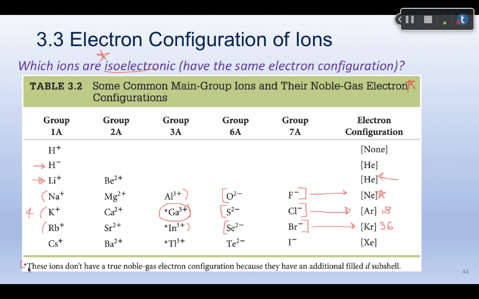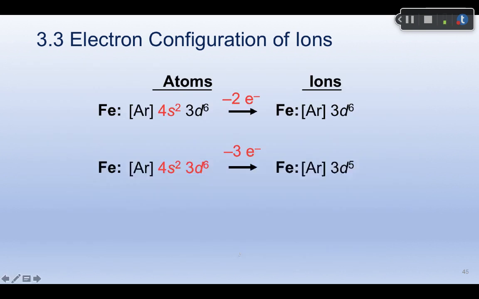These asterisks or stars are noting here that there are ions that don't have true noble gas configurations because they have also in them an additional filled d subshell, but in some ways they're very much the same as the noble gas. So when we look at the electrons of transition elements, or the ions of transition elements, it's interesting to see how those ions are formed.